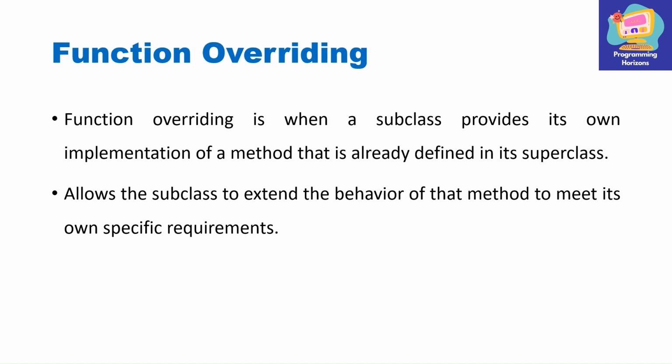Function overriding is quite similar to function overloading. The only difference is that in case of function overloading, multiple functions or methods with the same name belong to the same class. But in case of function overriding, multiple methods with the same name belong to different classes. So in case of function overriding, a subclass provides its own implementation of a method that is already defined in its superclass. This allows the subclass to extend the behavior of that method to meet its own specific requirements.